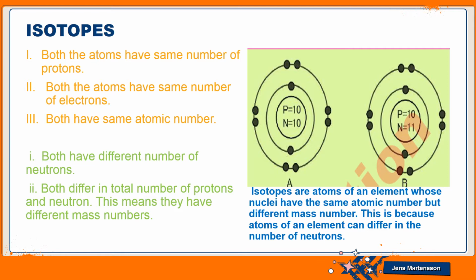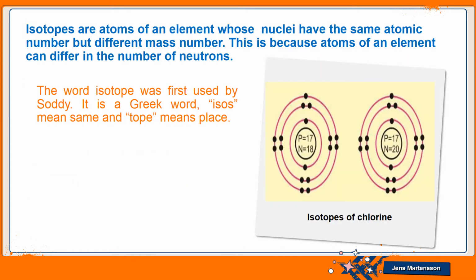Why do we say that it is the same element? Because they have the same number of protons. So isotopes are the atoms of an element whose nuclei have the same atomic number but different mass number, and it is due to the presence of a different number of neutrons. As isotopes, they have the same atomic number but different atomic masses. The word isotope was first used by the scientist Soddy, and it is a Greek word. Isos means the same and topos means the place.